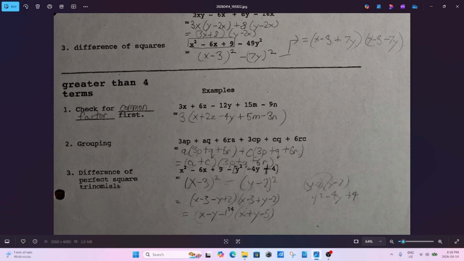So to recognize this, you look at y squared and you say, well, that's just y times y. And look at the 4 and you can say that's just negative 2 times negative 2. And then you can say negative 2 times y times 2 is negative 4y, so we know it's y minus 2 squared. And then it becomes a difference of squares. So that means a squared minus b squared is equal to a plus b times a minus b.